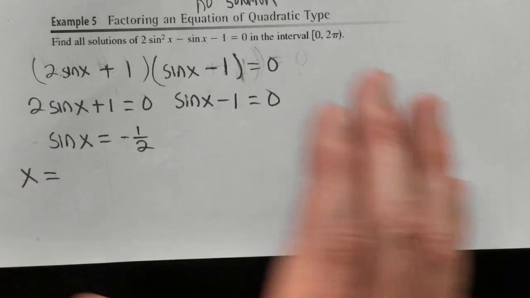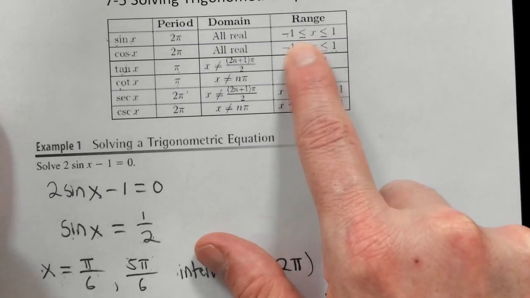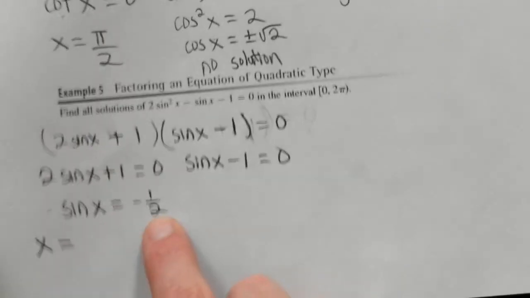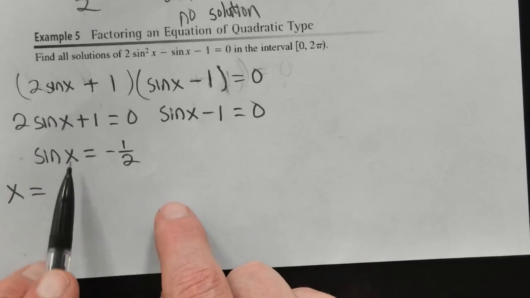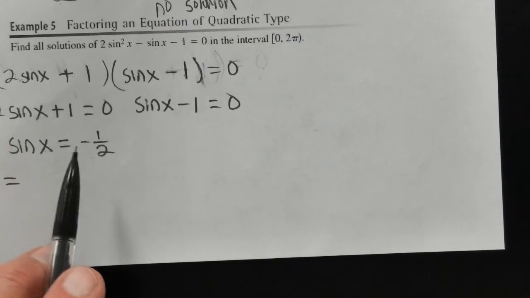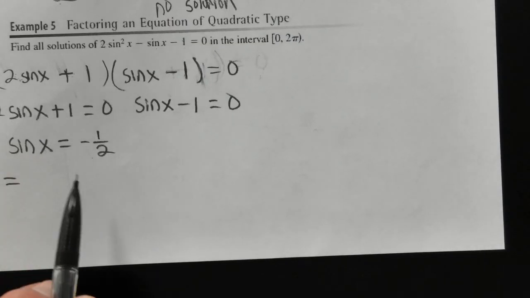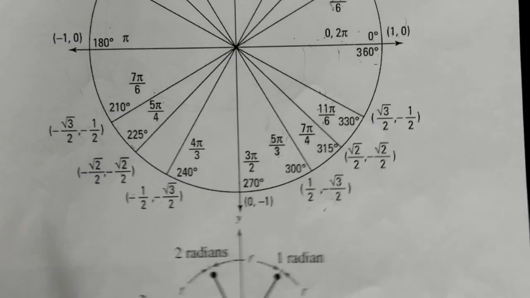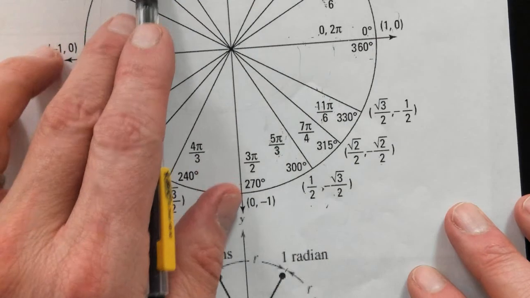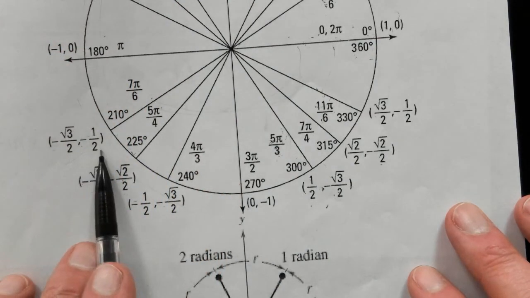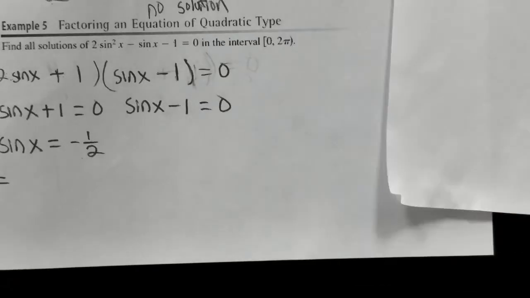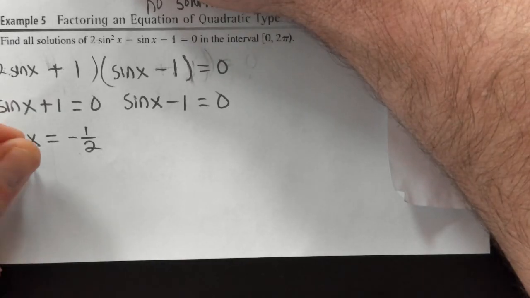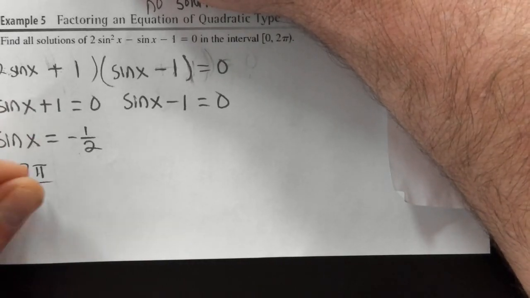Again, let's take into consideration now our domain and make sure we are within negative 1 to 1, which we are, so we're good there. So now I'm looking for angles where the y-coordinate is negative 1/2, because sine of x is equal to y on the unit circle. So let's see if we can find those. Negative 1/2 on the y-coordinate, that's what I'm looking for. No negative 1/2 on the y-coordinate there, but I do see one here at 7 pi over 6. That's one solution, 7 pi over 6.